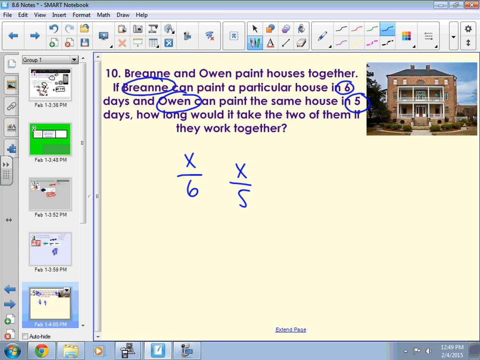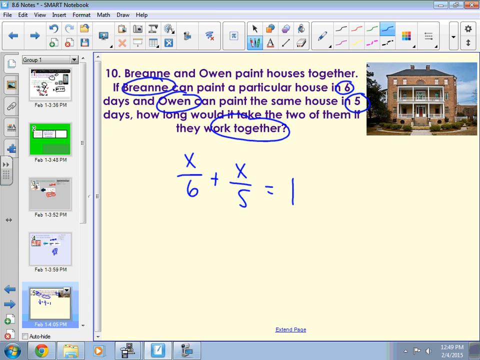If they work together, we're adding those together. And what they're trying to complete is 1 house. So how long would it take them to complete 1? If it said how long would it take the two of them if they work together to paint 2 houses, then we'd put a 2 here. Okay? So we just want to figure out how long it takes them to do 1. So if we can solve this problem, we should be able to do it.